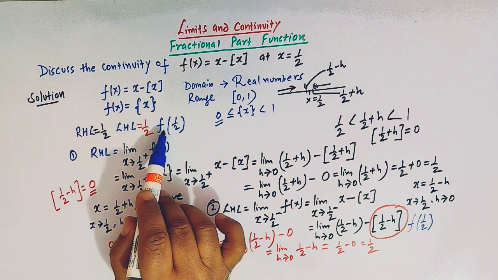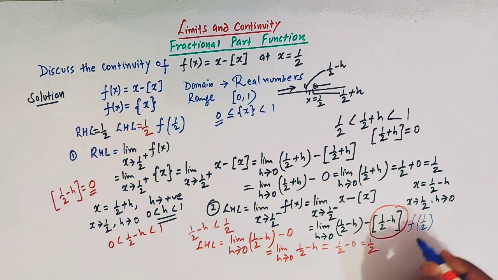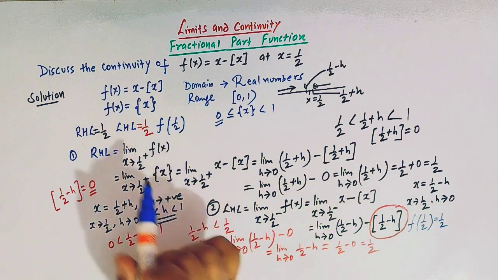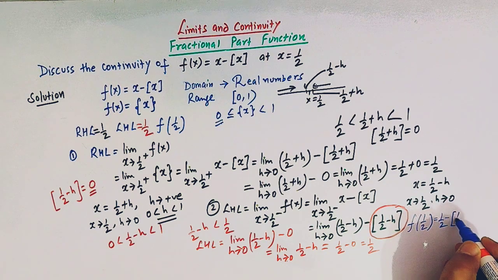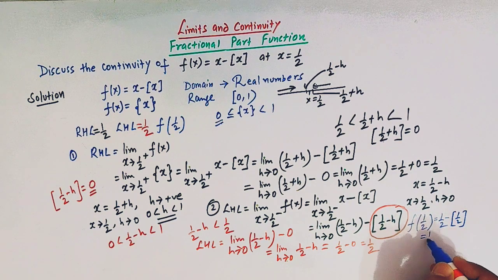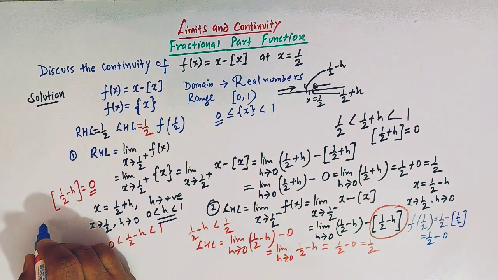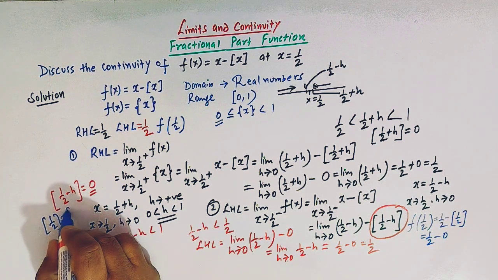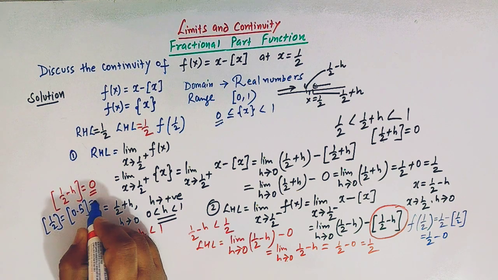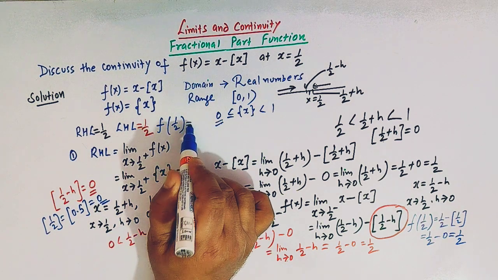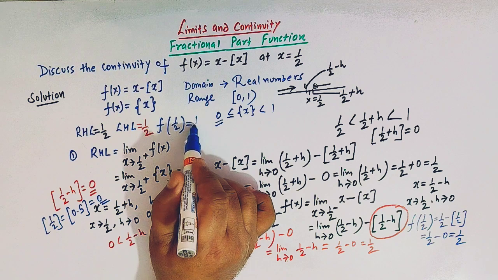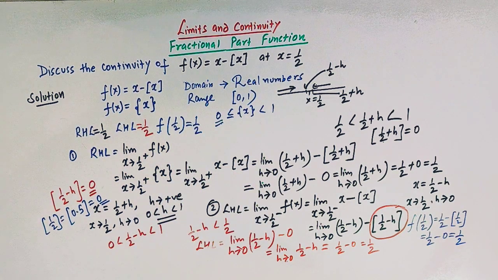Now let us find the value of the function at x equal to half, so we are finding f of half. Here we take x equal to half, and we have half minus the greatest integer of half. This is half minus 0, because the greatest integer of half, that is of 0.5, is equal to 0 by the definition of the greatest integer function. So we have half minus 0, that is equal to half. So the value of the function at x equal to half is also equal to half.